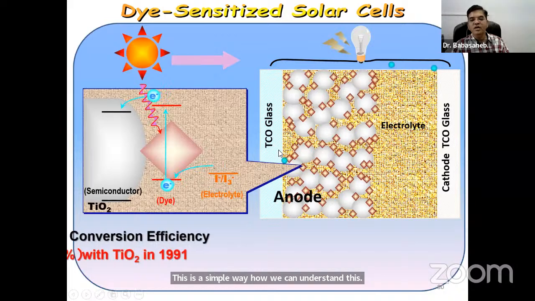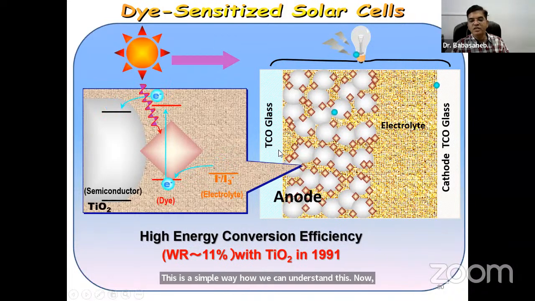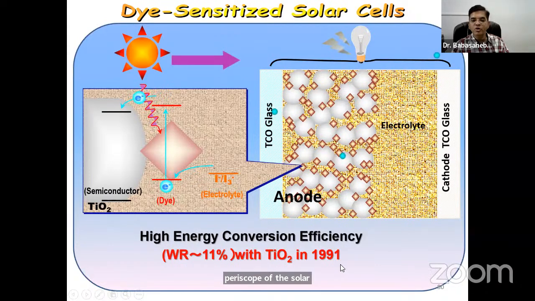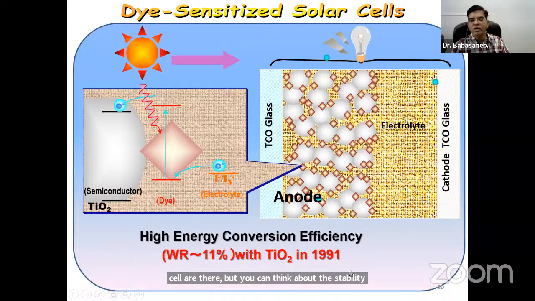Now the world record efficiency was about 11% in 1991, and now it has reached about 13 to 14%. Not much of a step in this efficiency. So a new concept is now coming up, called the perovskite type of solar cell, and other types of solar cells are there. But you can think about the stability. Perovskite has a stability issue. So we thought to work on the dye-sensitized solar cell, but not using TiO2, rather using zinc oxide.